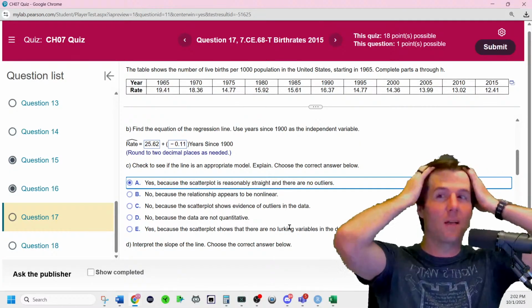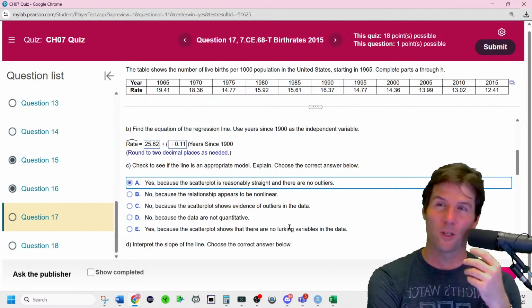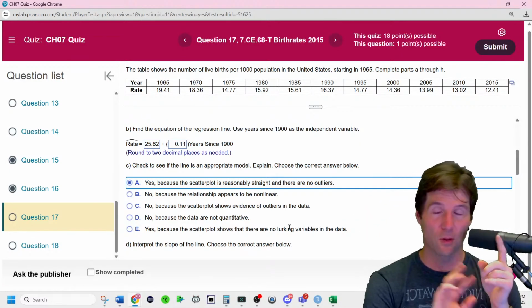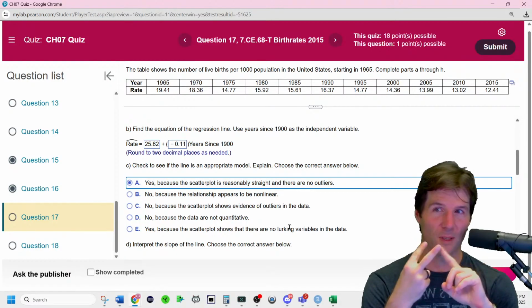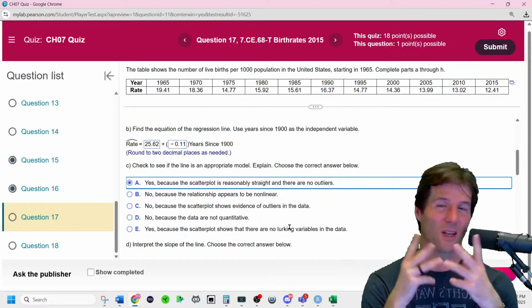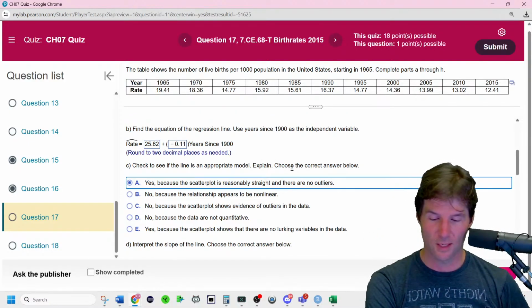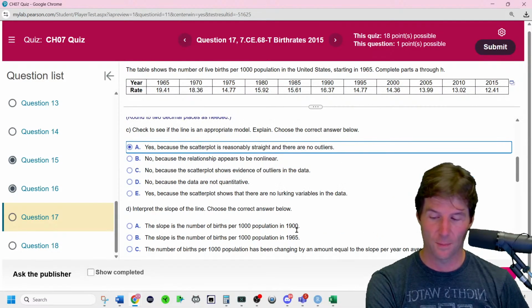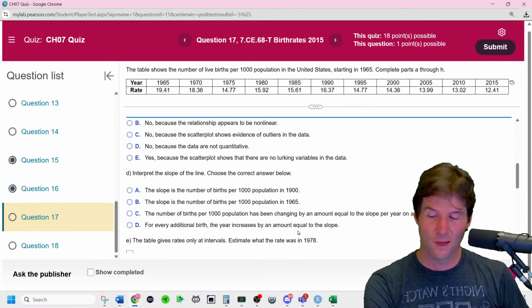Lurking variables are variables outside of X and Y, like when you think about shark attacks and ice cream sales. Summertime's the third variable, because shark attacks go up and ice cream sales go up, but it's summertime really that increases ice cream sales and shark attacks. A lurking variable is like a third variable that you're not mentioning. We don't know about that. We don't have reason to believe it.